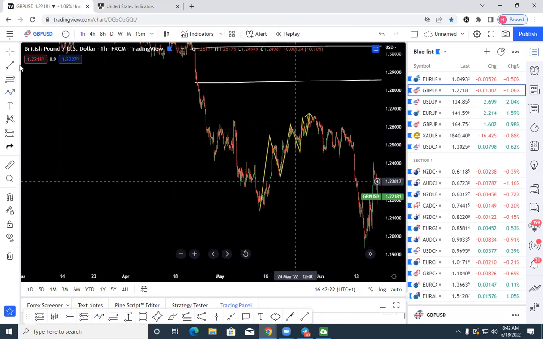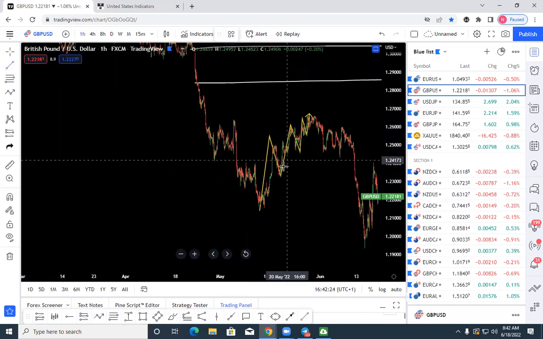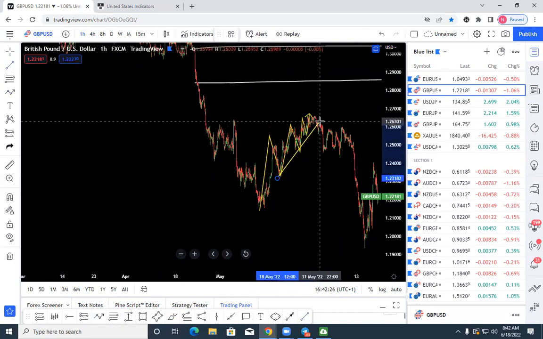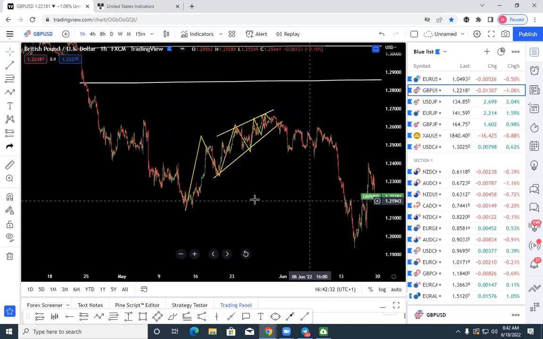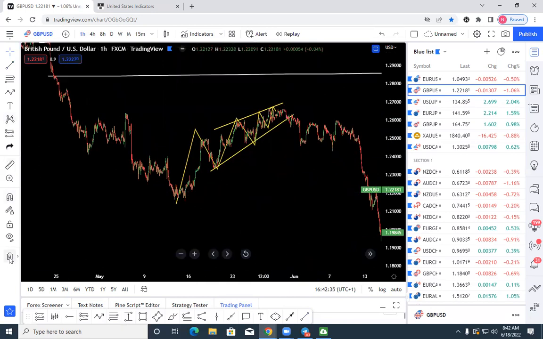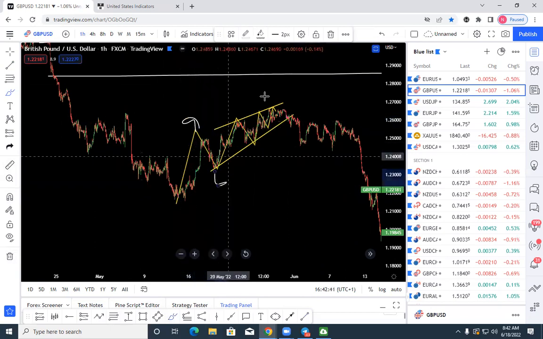This is how you understand Elliott Wave Theory, guys. Look at it. This is wave C, an ending diagonal. Wave C, this wave C ending diagonal. Simple. So this is a three wave structure in A, B, and C. Do you see this?